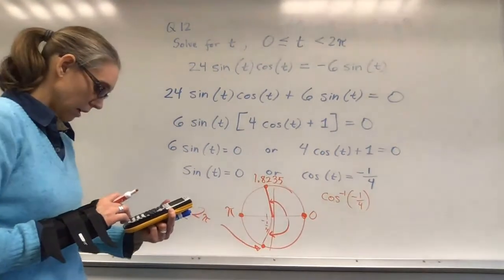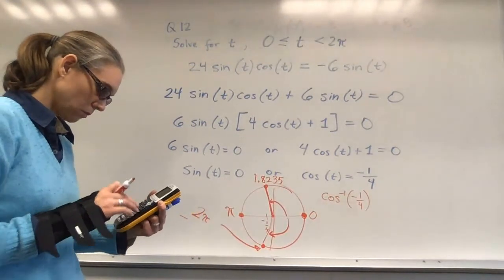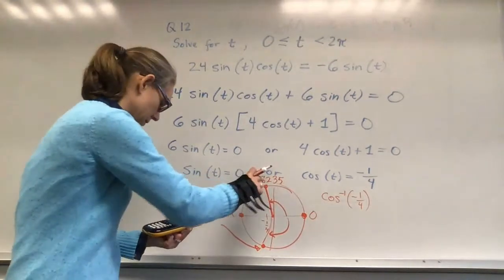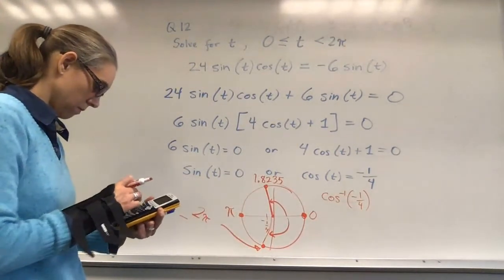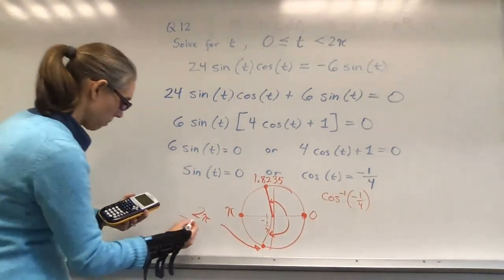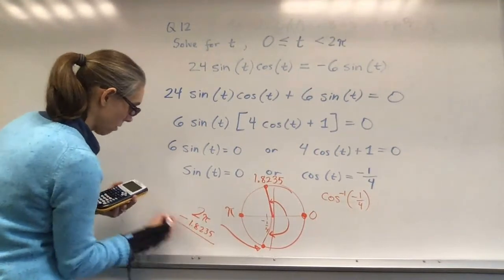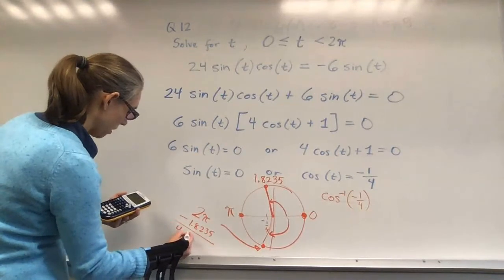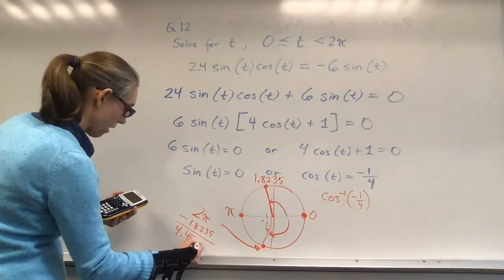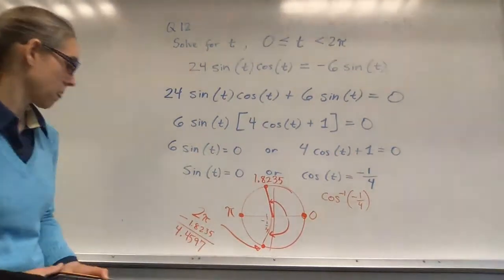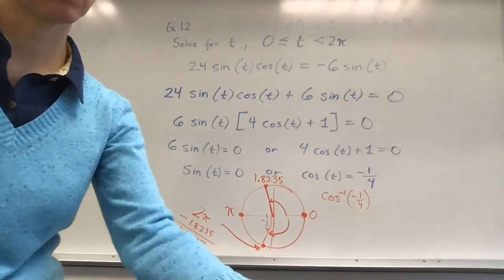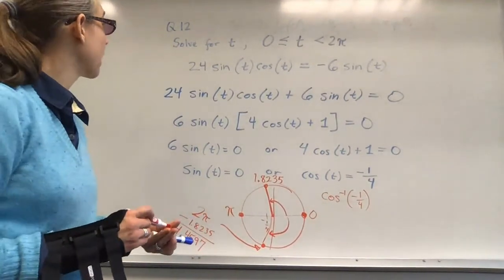So I'm going to take 2 pi, subtract this value right here, and I end up with 4.4597. Okay, so those are my four answers.